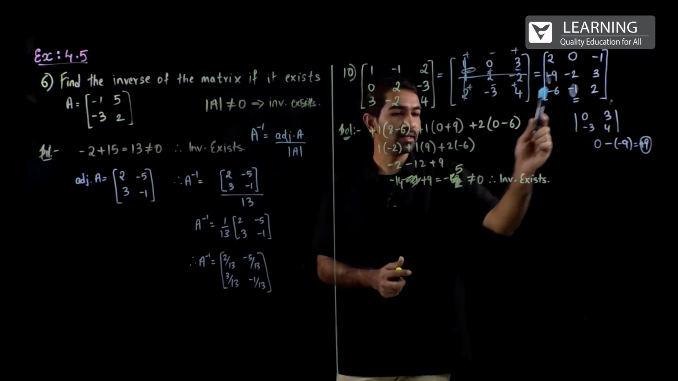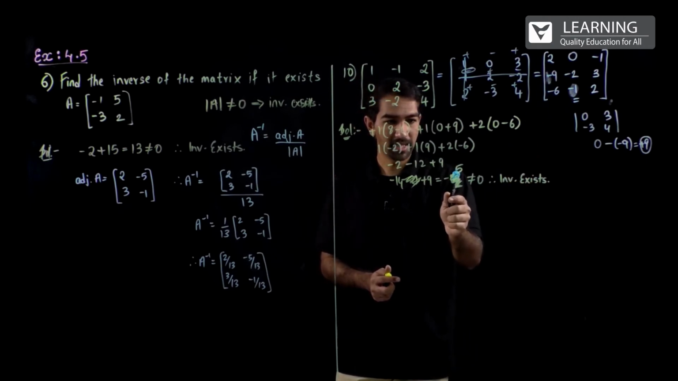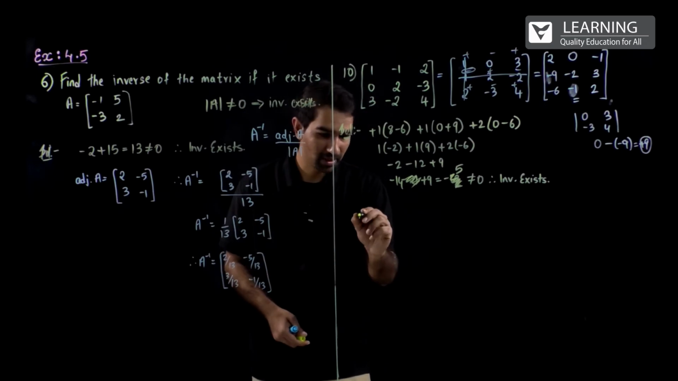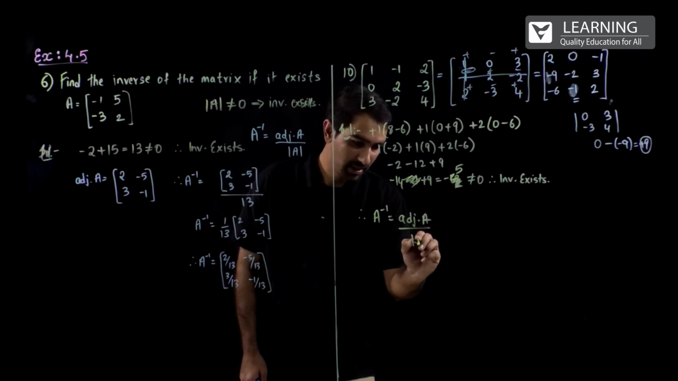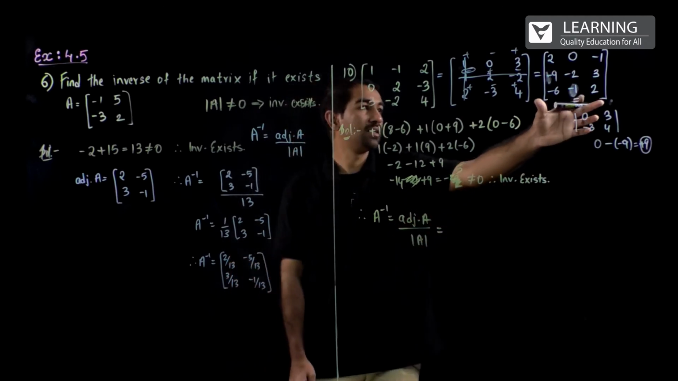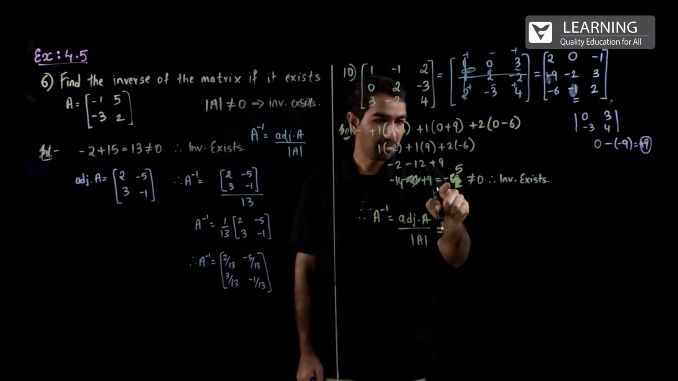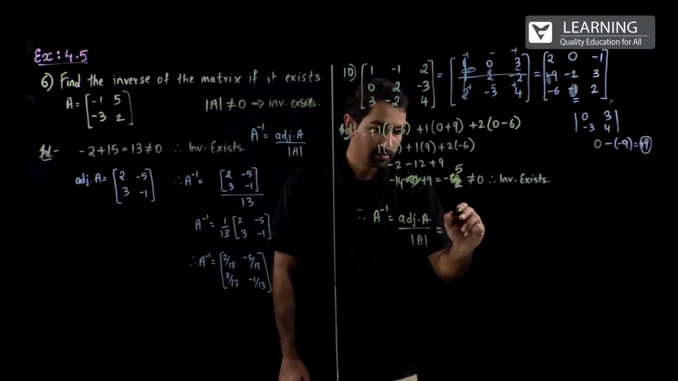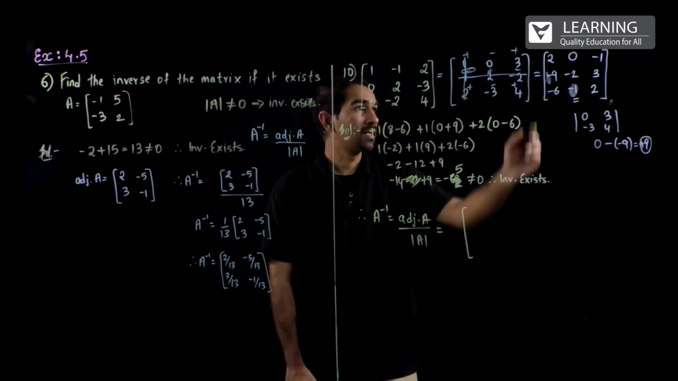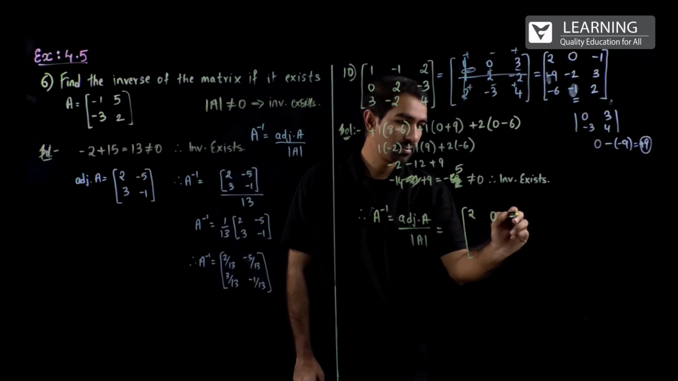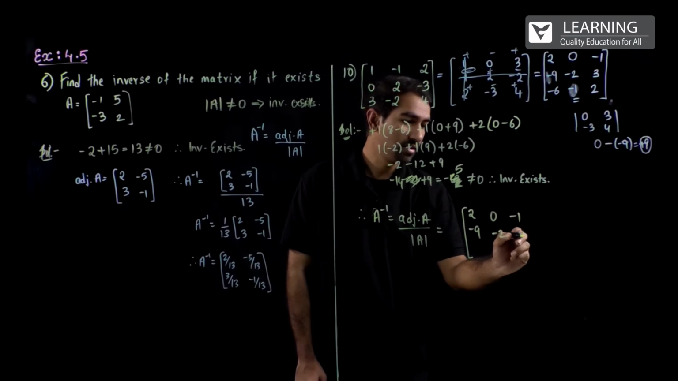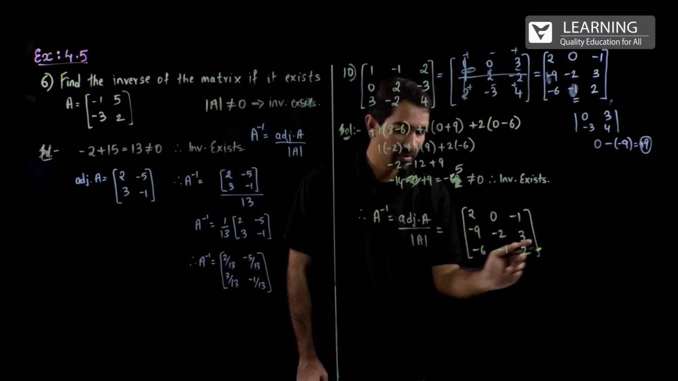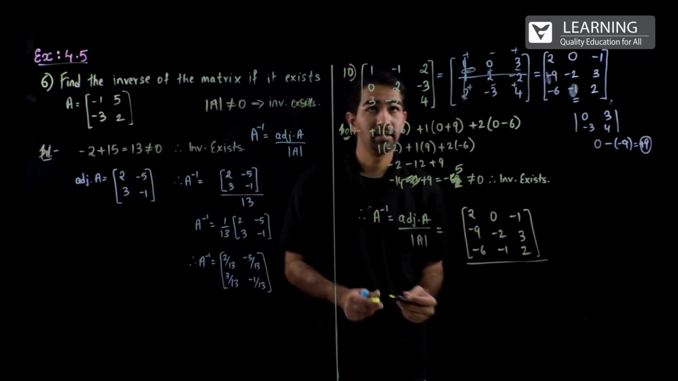So we got our adjoint of A, determinant of A also we got it as minus 5. Now we have to find out the inverse. So therefore A inverse equals adjoint of A the whole divided by determinant of A. What is our adjoint of A? This. What is determinant of A? Minus 5. Adjoint of A as it is, students: 2, 0, minus 1, minus 9, minus 2, 3, minus 6, minus 1 and 2. So before we write the determinant of A, let's cross check that once again.